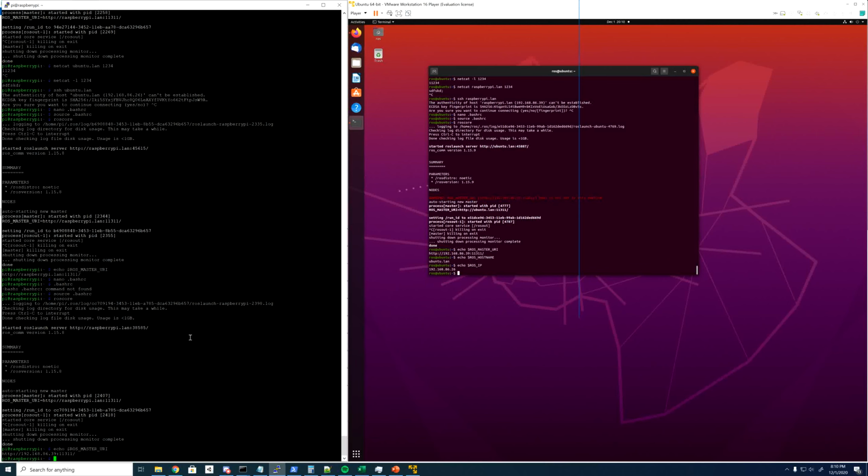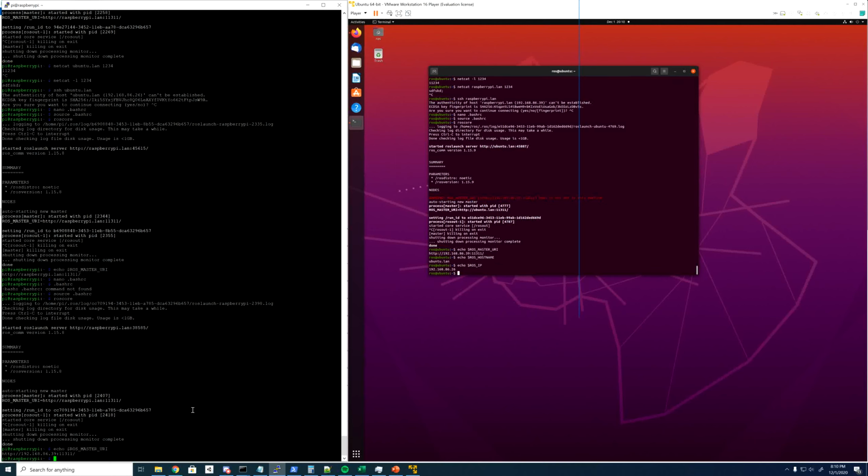Okay, on the left-hand side, I've got a Raspberry Pi running ROS Noetic. On the right-hand side, I've got an Ubuntu 20 virtual machine running inside of Windows, and this is using host networking, so there's no NAT or anything else happening behind it. So I've got the IP address of the host machine here.